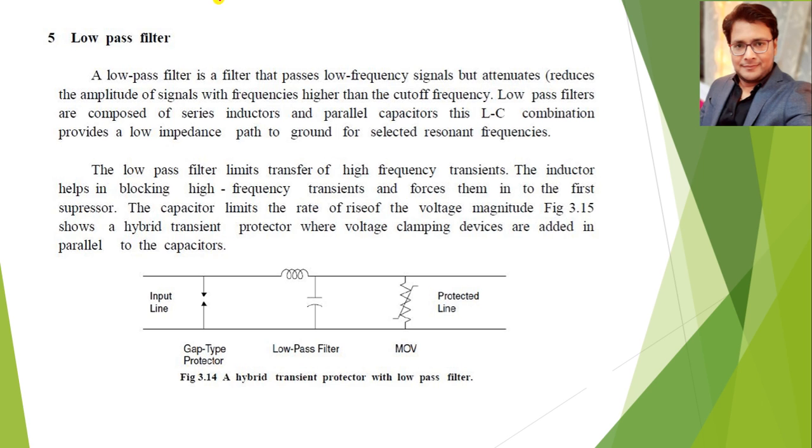Low pass filter. A low pass filter is a filter that passes a low frequency signal but attenuates or reduces the amplitude of signal with frequencies higher than the cutoff frequency. Low pass filters are composed of series inductor and parallel capacitor. This LC combination provides a low impedance path to ground for selected resonant frequency.